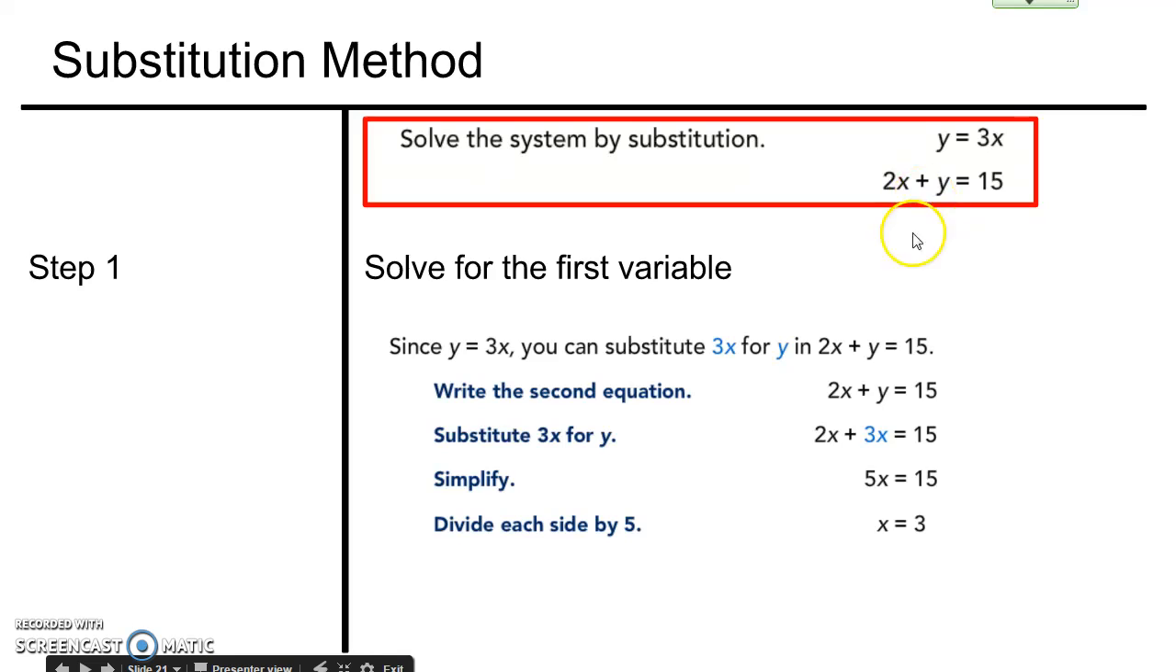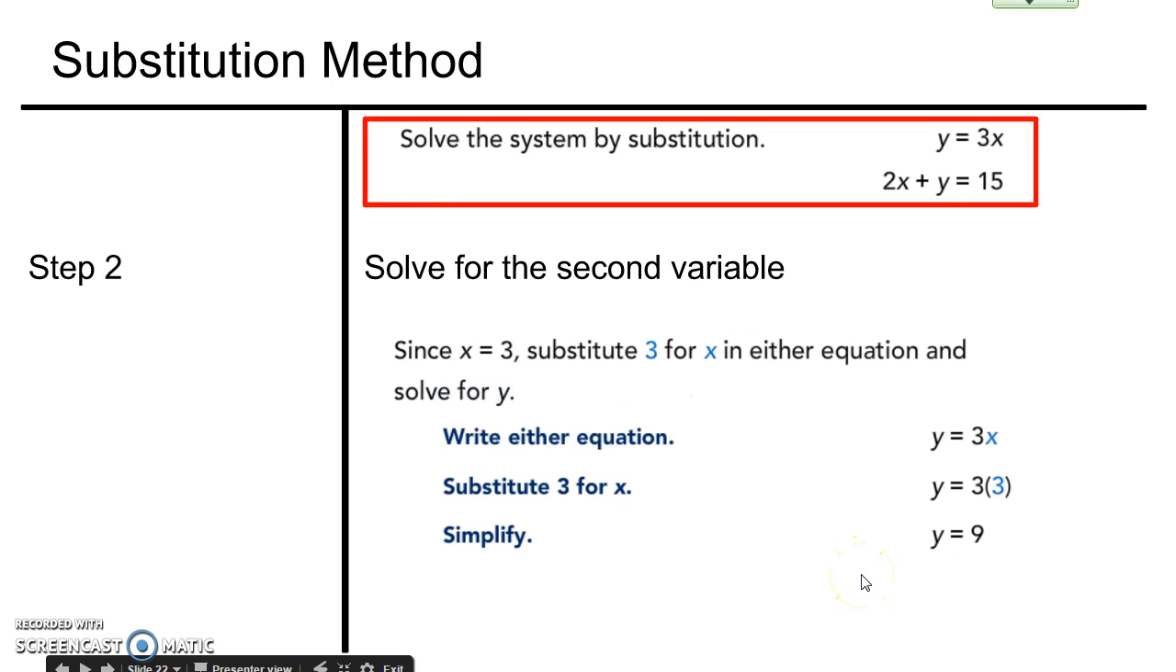So I'm going to take the 3x and plug it in for y. You can see right here that they did that. Then 2x plus 3x, I just combine those like terms as 5x. And then I know how to solve this little simple equation. 5x equals 15, so I divide by 5 on both sides, and x equals 3. So I know what x is now. That was step 1. Step 2, again, you don't have to copy this. Let's just talk through it together.